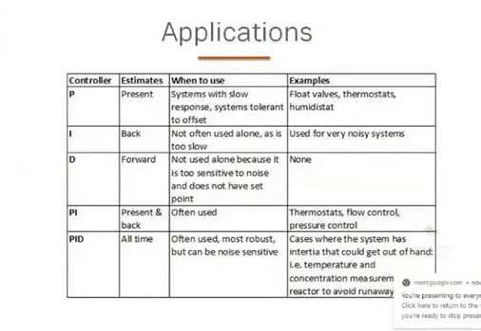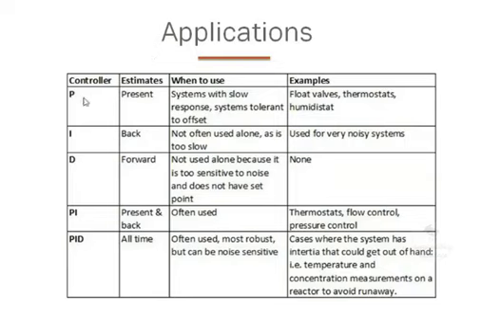Next, applications. Where can we use them? P, as I told you, P means present, it eliminates the present error value alone. When to use? Systems with slow responses. Systems tolerant to offset. If the offset is not having much emphasis, we can use the P controller alone. Examples are float valves, thermostats, and humidistats.